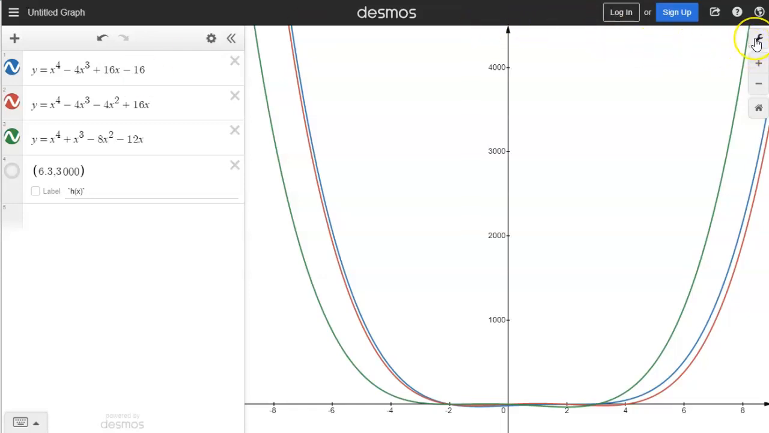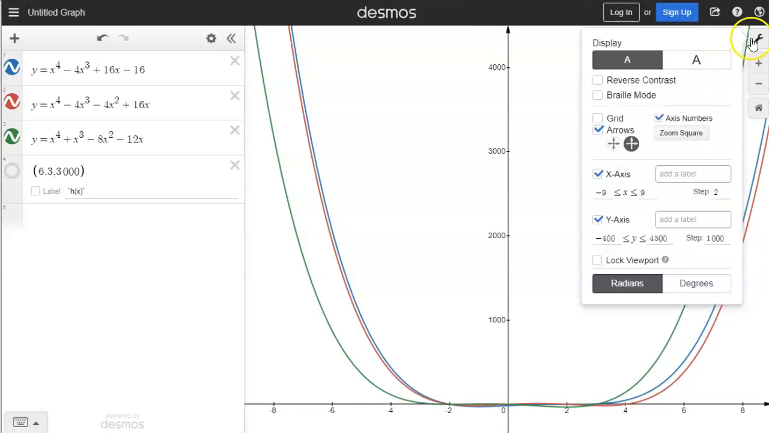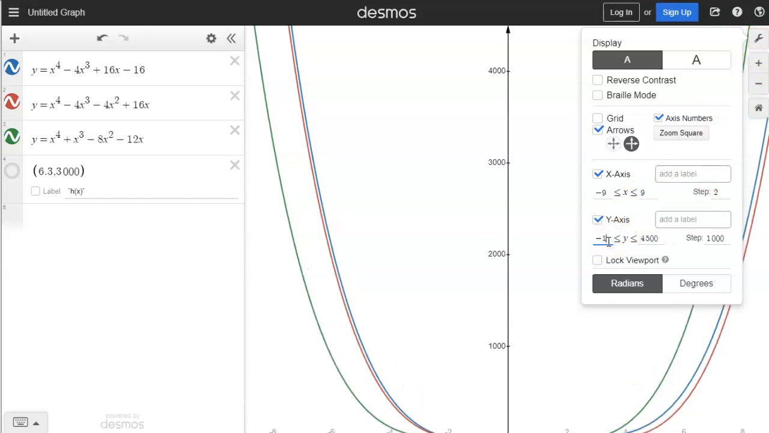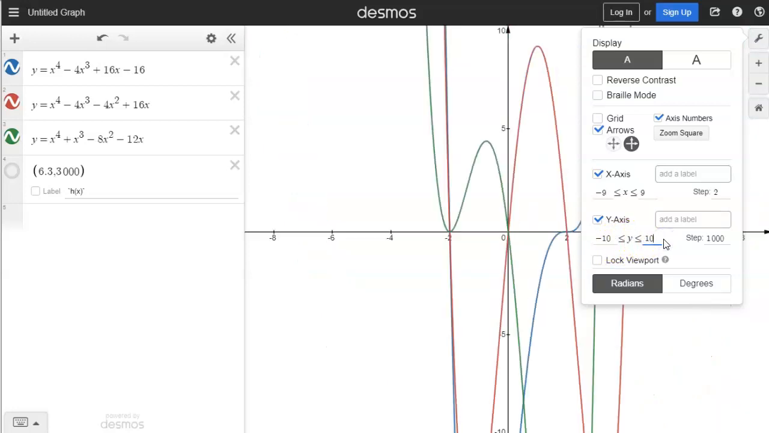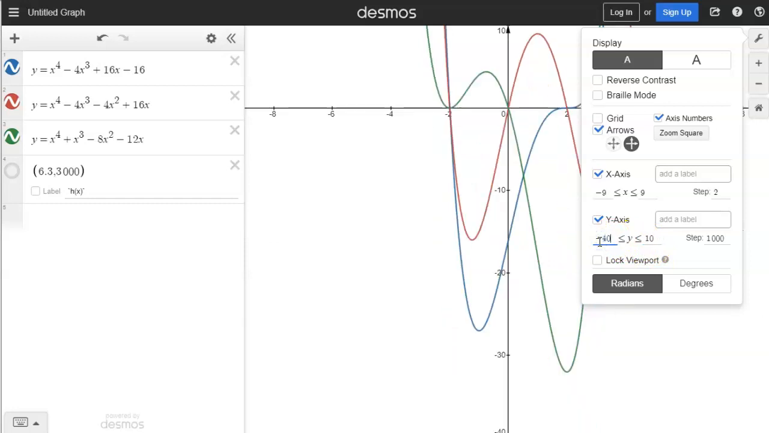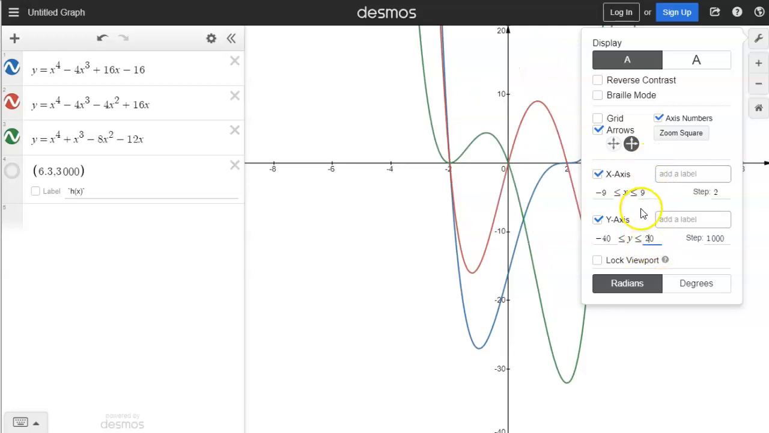But if I zoom in closer, I'm going to change the scale on the y-axis here. So I'm going to make it maybe minus 10 to 10. I don't know if that's what I need to do. Now that actually might be, let's do minus 40. All right, let's do that. And let's make this 20. All right, now that's probably a good scale.